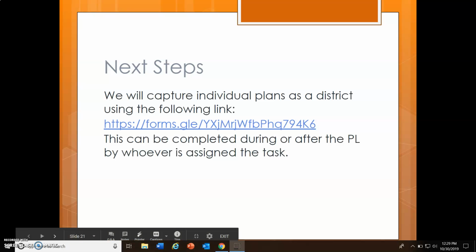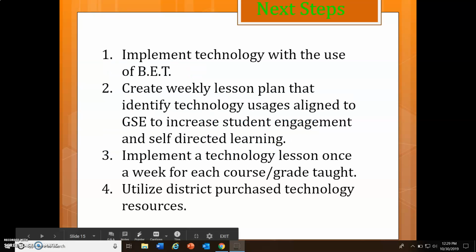Now, remember our next steps that we talked about in a previous slide. And those next steps were to implement technology with the use of BET, create weekly lesson plans that identify technology uses and integrations that are aligned to GSE, implement a technology lesson at least once a week within each of your grade levels of your courses, and then we want you to utilize the resources that you already have available to you to support you in integrating technology into your classroom.